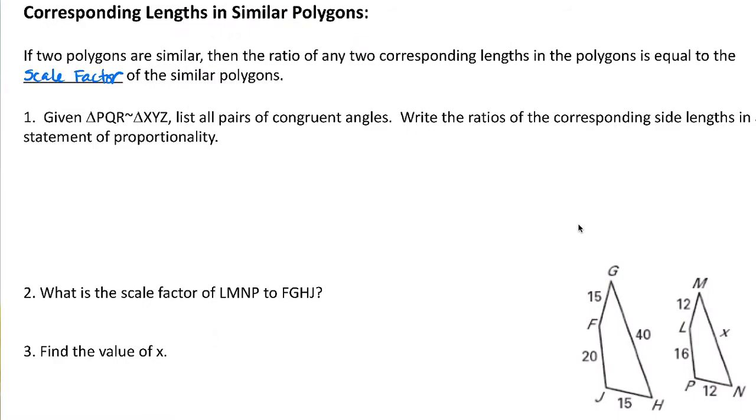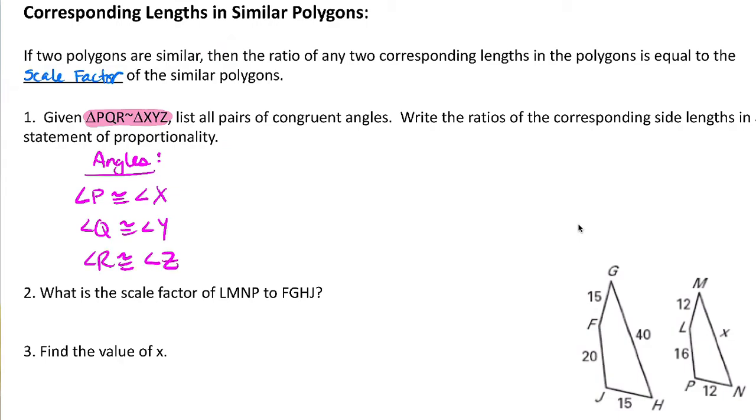If we are given a similarity statement, much like when you had a congruence statement in the previous unit, we can use a similarity statement to find all the corresponding pieces of the figures. We can say that their corresponding angles are equal. So we would know that P is congruent to X, that Q is congruent to Y, and that R is congruent to Z based off of the location of the letter in that similarity statement.